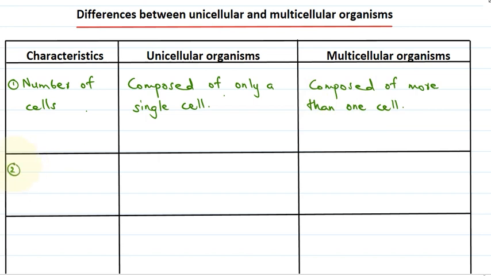Okay, so the next characteristic that we would consider is their body organization. Okay, so in unicellular organisms, the body organization is simple, whereas in case of multicellular organisms, the body organization is quite complex.